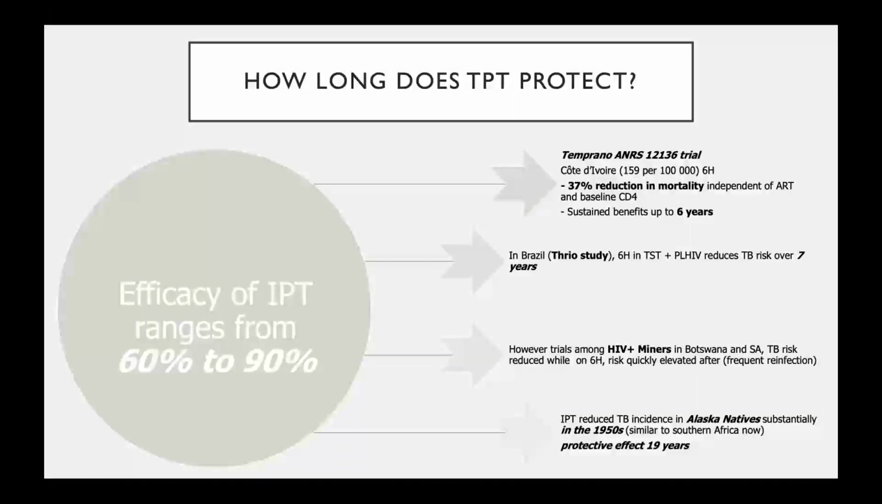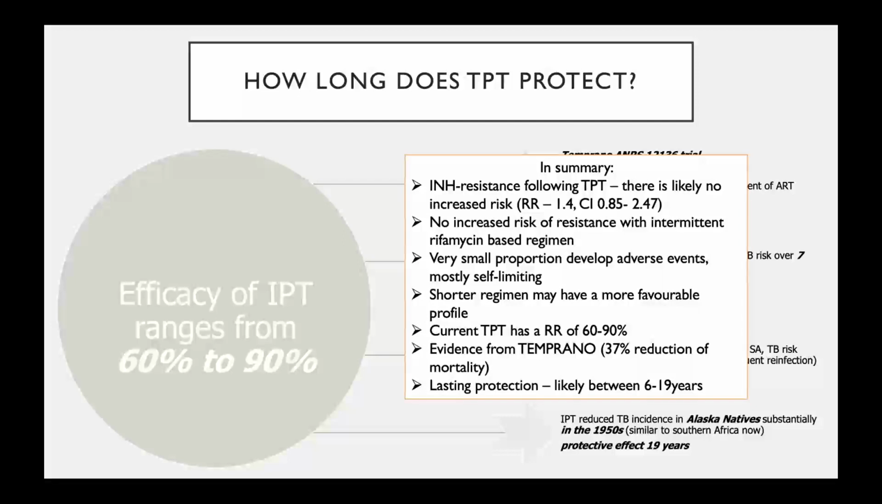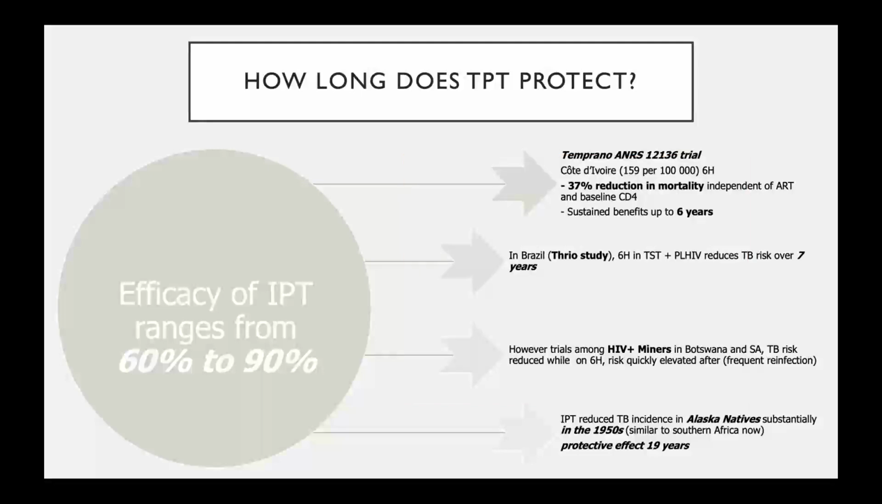And again, now how long does TPT protect for? So we do have some longitudinal studies that have provided some insight into this. And typically the range is believed to be between 60 and 90%. So in summary, as far as TPT goes, regarding INH resistance following TPT, there's really no likely increased risk as per the recent systematic review. No increased risk of resistance with intermittent rifamycin. Very small proportion develop adverse events, mostly self-limiting. So shorter regimens may be more favorable, with likely lasting protection between 6 and 19 years.